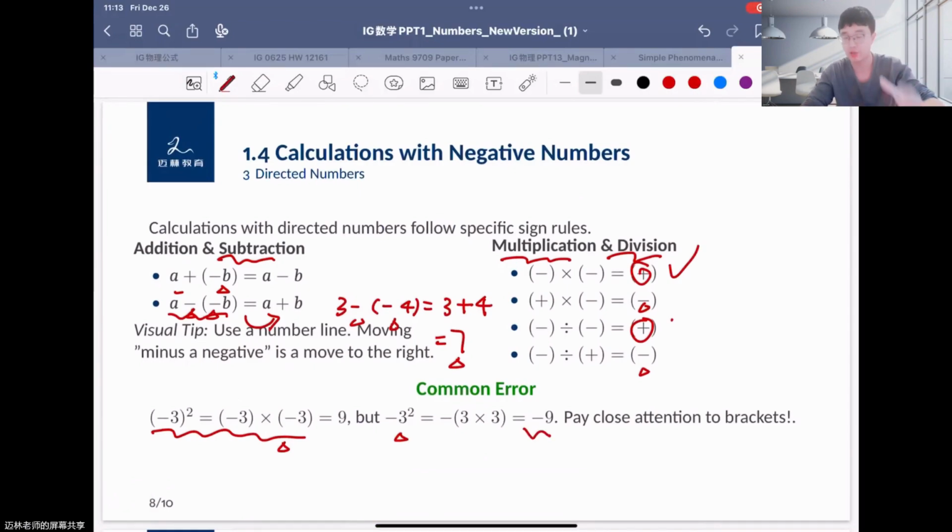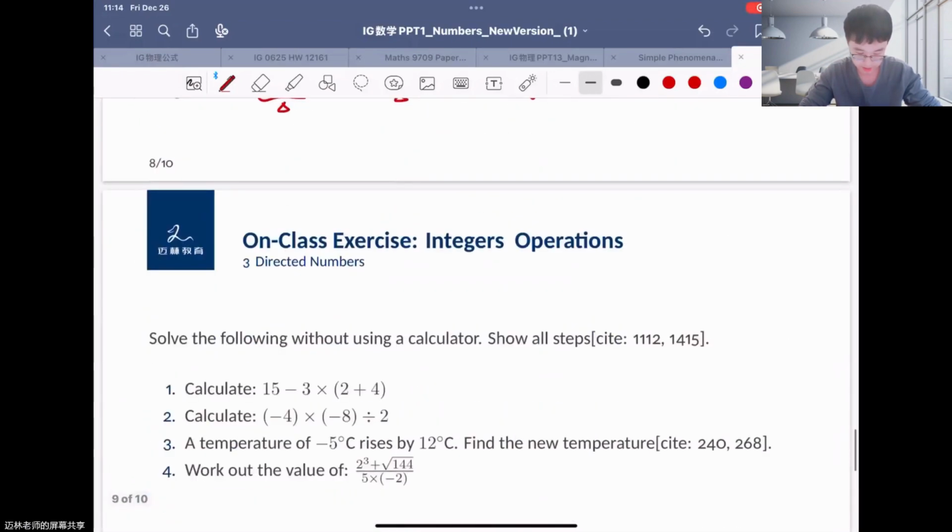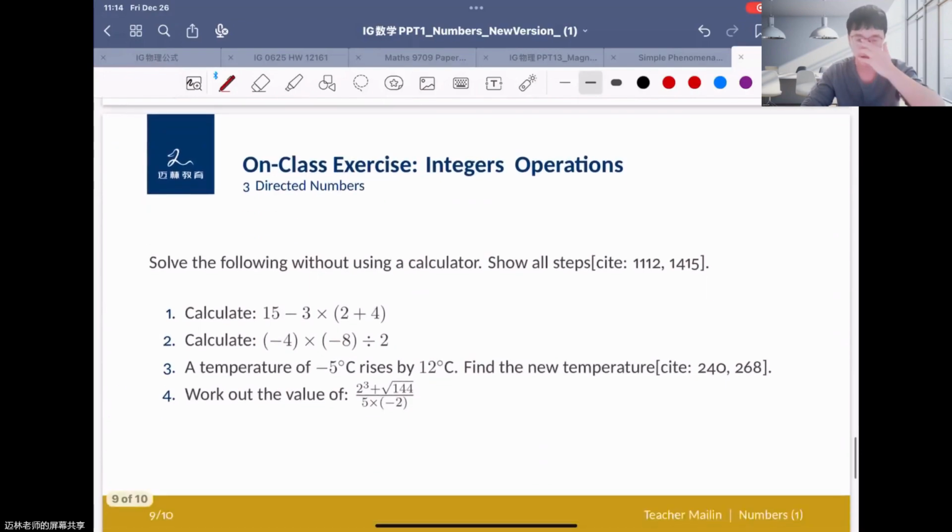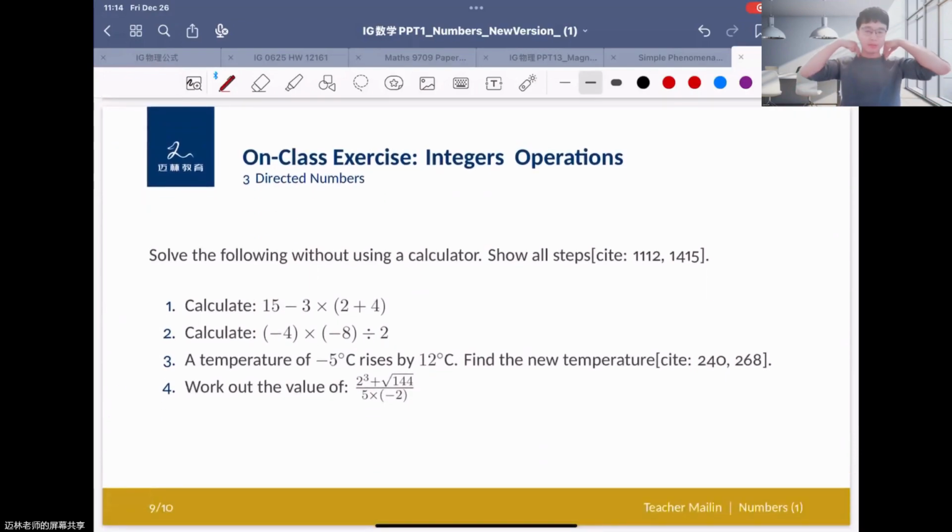So just pay attention to the brackets, it's very important. If you have brackets, you have to calculate all the inside value together and find whether it's a positive or negative value. And if the negative symbol is outside, we can just calculate the brackets or the indices, and then we put a negative or positive outside. So here's an exercise for you to do. You can take your time to solve these problems, please. And for question 4, you can use your calculator.